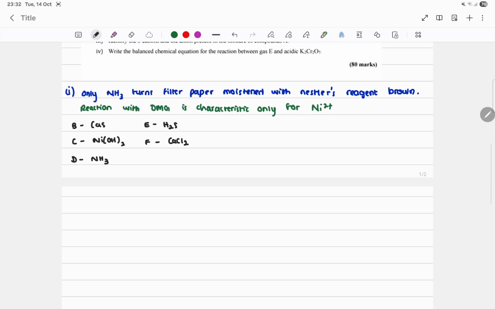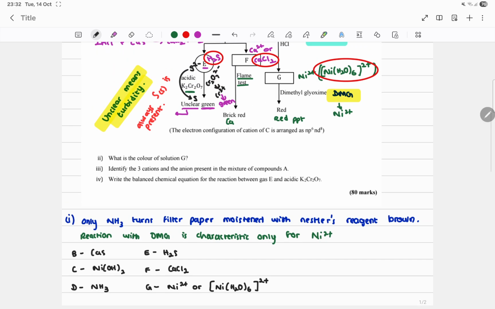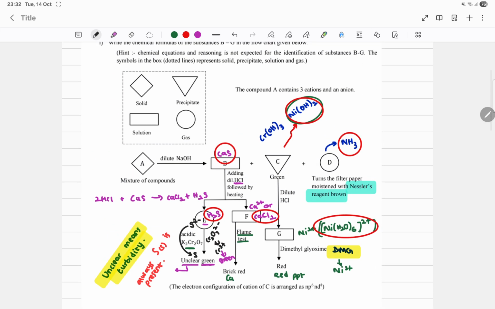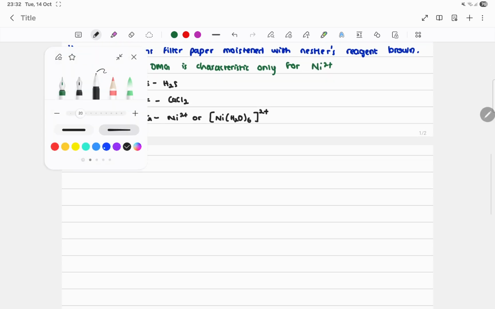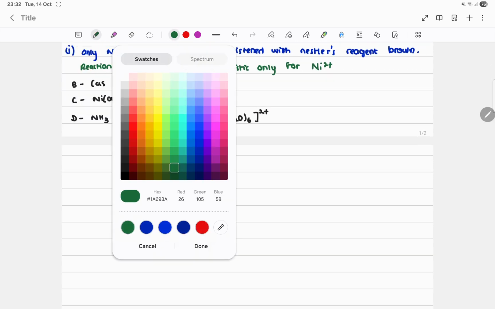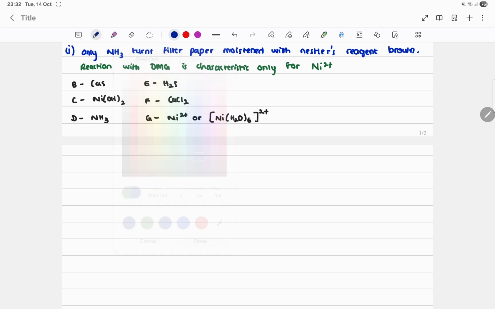G is nickel 2 plus, or... Okay, now B to G, B to G. Then the next part. Let's go to the next question. Second one.